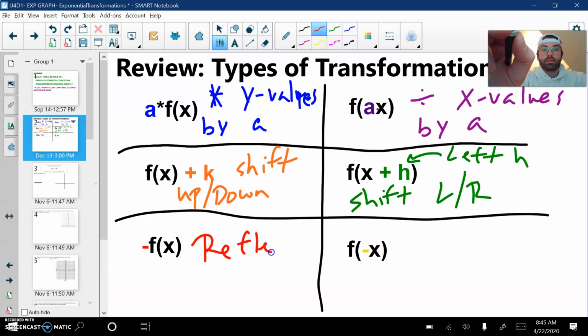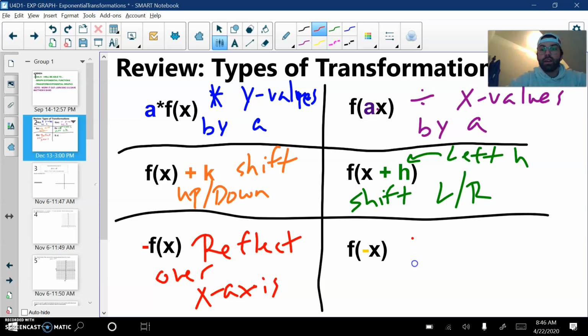Then I'm going to reflect over the x-axis. And this reflects over y.